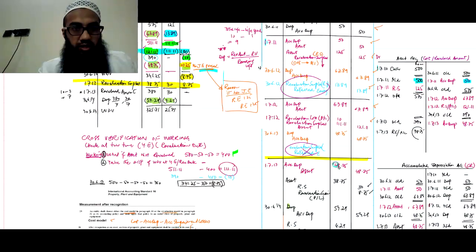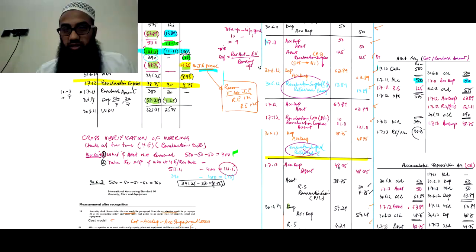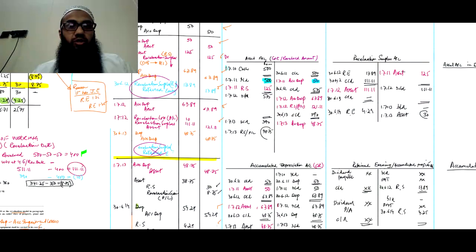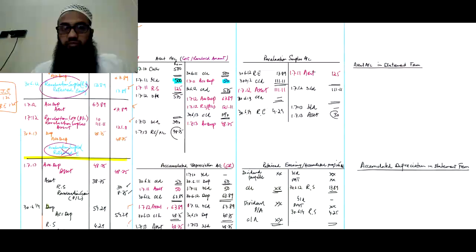Revaluation amount, then depreciation debit, accumulated depreciation credit, revaluation depreciation debit, accumulated depreciation credit. Over here 4.29, revaluation surplus debit, retained earning credit 4.29. So this is the whole set of general entries. These entries are passed and posted in the asset account and accumulated depreciation account. Now learn the note to the financial statement.